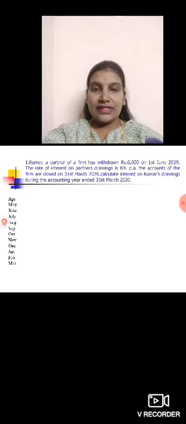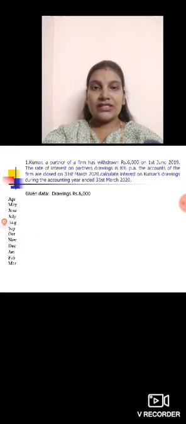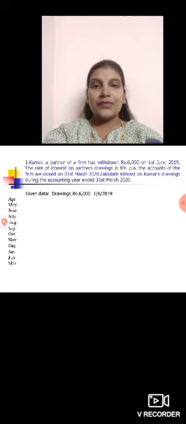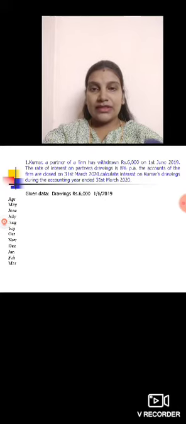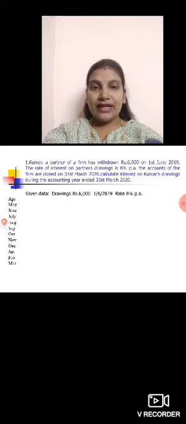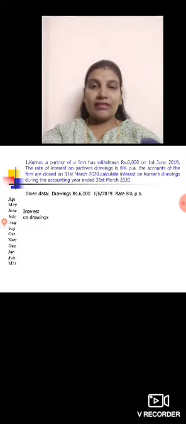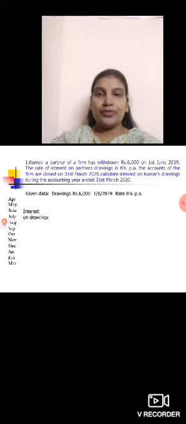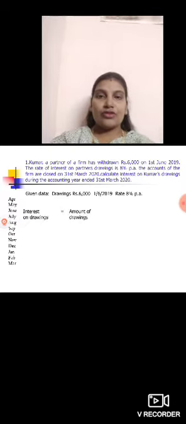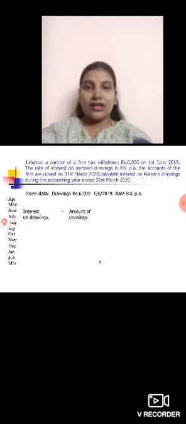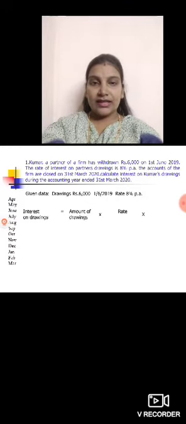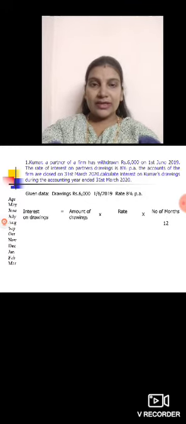First we will see the given items. What are the given things here? Drawings: how much he has withdrawn? 6,000 rupees. On which date did he withdraw it? On 1st of June, 1/6/2019. What is the rate of interest? 8% per annum. These are the things you are going to apply in your formula. So what is the formula? Interest on drawings is equal to amount of drawings, meaning how much he has withdrawn, into rate and into number of months divided by 12.